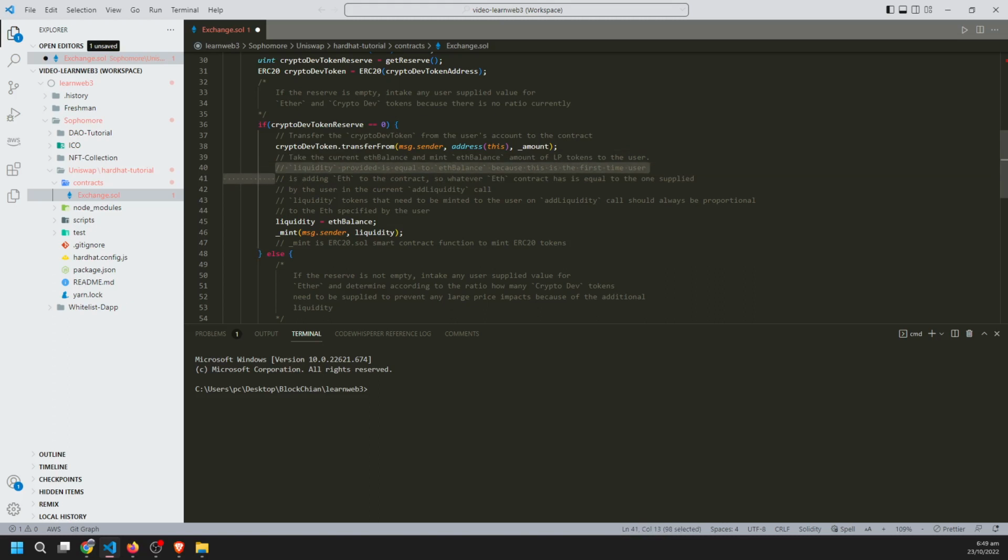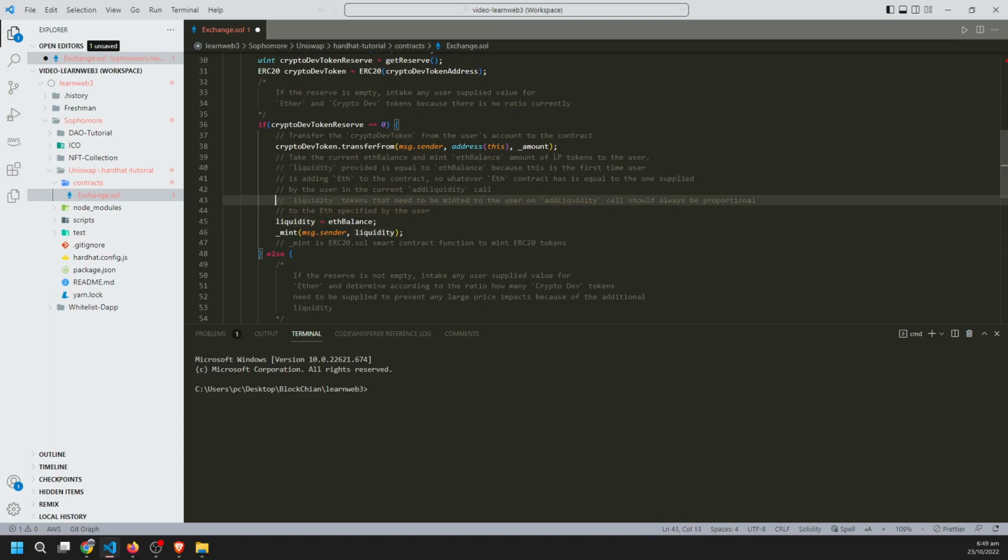Liquidity provided is equal to the Ethereum balance because this is the first time the user is adding Ethereum to the contract. So whatever Ethereum the contract holds is equal to the one supplied by the user in the current addLiquidity call. Liquidity tokens that need to be minted to the user on an addLiquidity call should always be proportional to the Ethereum specified by the user.